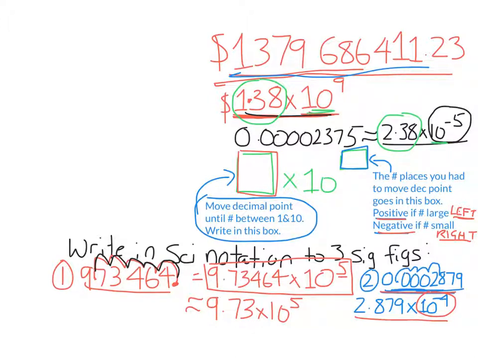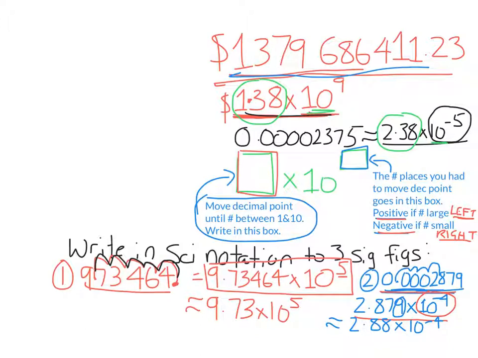Now we're not quite done because this actually has 4 significant figures, so to 3 significant figures, because this one is a 9, we round up. 5 or more raise the score. So to 3 significant figures, it's 2.88 times 10 to the power of minus 4.